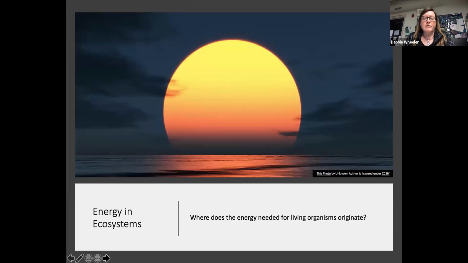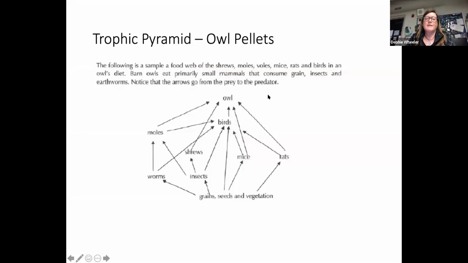Just to start off with energy and ecosystems, where does the energy needed for living organisms originate? Please feel free to use the chat. Starting you off with a fairly easy question here. All right, so it's going to start with the sun. And then from the sun, we're going to start to enter our food chains. You're going to need a little piece of paper here so you can start diagramming this with me.